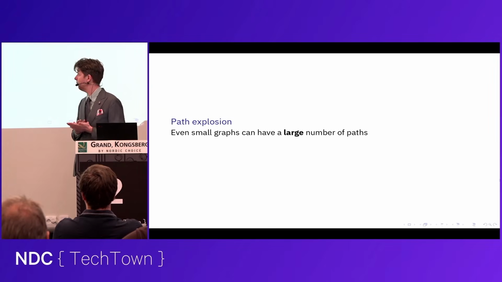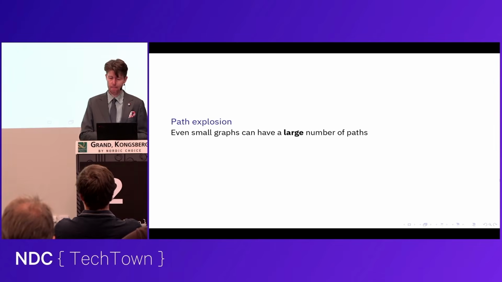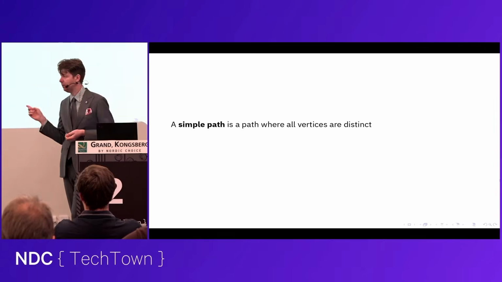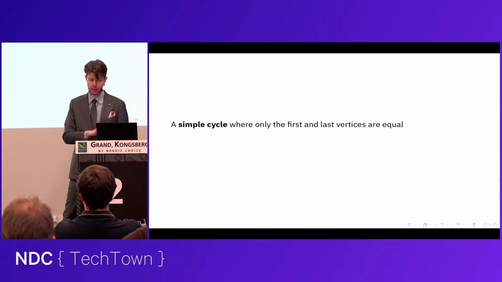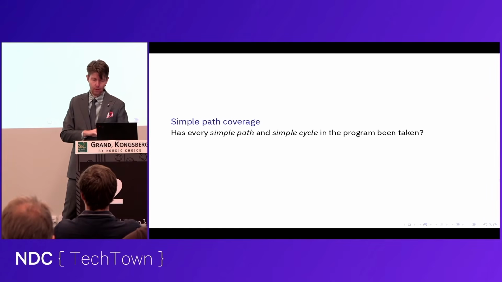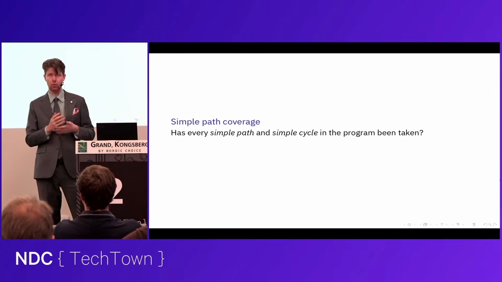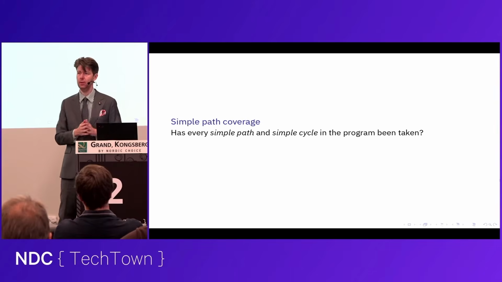Then there's the path explosion problem. Even quite small graphs with maybe a dozen, two dozen blocks may have a large number of paths. Now, a simple path is a path where all the vertices are distinct, and a simple cycle is where only the first and the last vertices are equal. The prime path coverage goal is to take every simple path and simple cycle in the program.